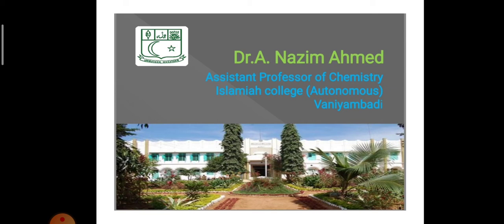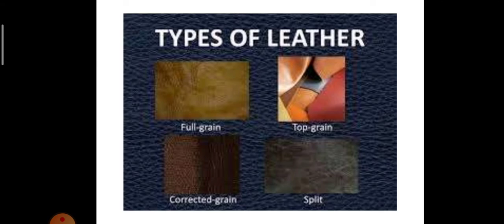Regarding applied chemistry, in the previous classes we discussed a brief introduction to leather chemistry. Now there are four types of leather. I already told you leather is a pure protein polymer. So one is the full grain, the second one is top grain, third one is corrected grain, and fourth one is the split.